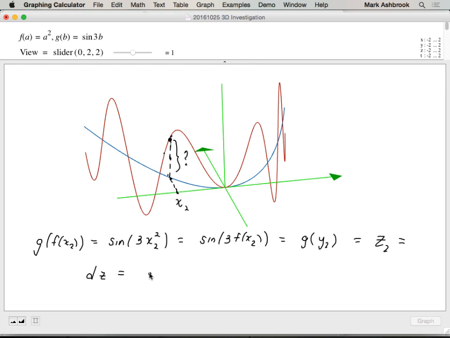Sine of 3y2. Anybody have a different one? What are we up to now? 7? Anybody have one that's not on that list? G of x sub 2 squared. G of x sub 2 squared. Does it work? I think it does. Any others? So that's what? 8? Yeah. Nice job.